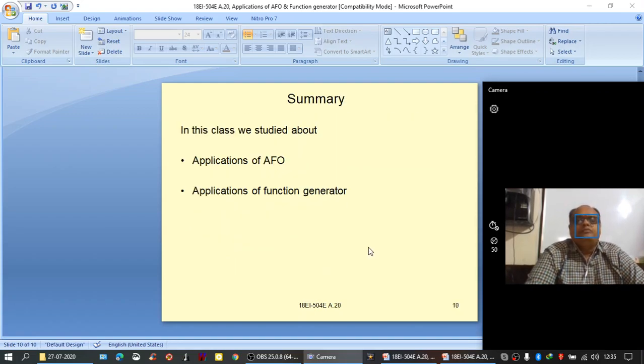So this is all about the applications of the audio frequency oscillator and function generator. The next topic is the radio frequency signal generator, which we will see in the next class.